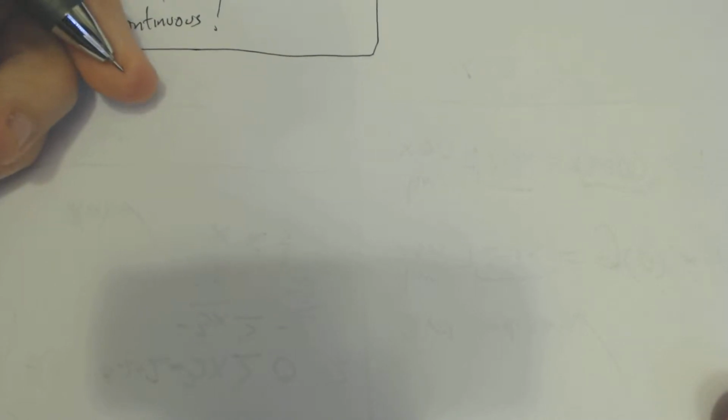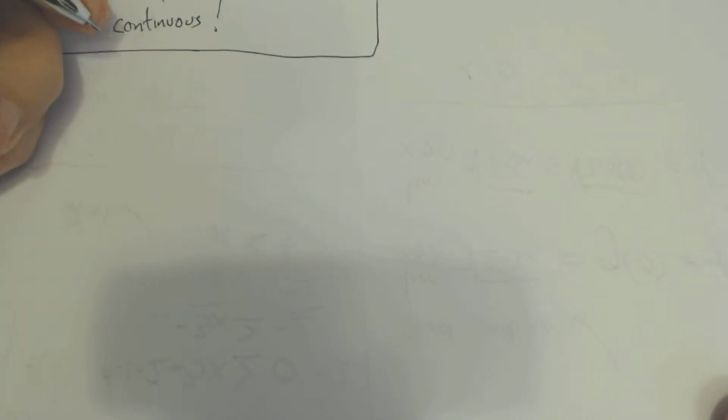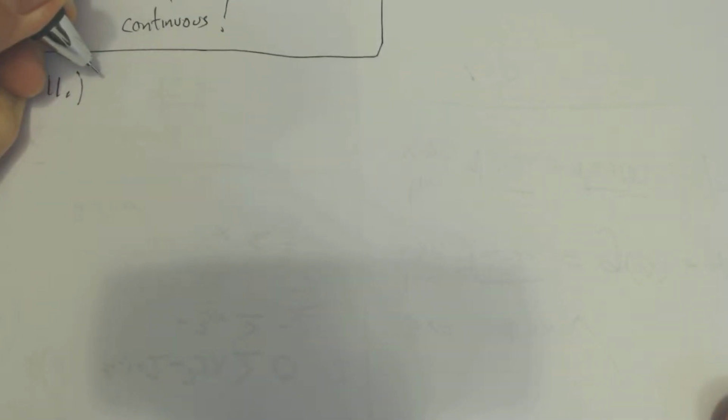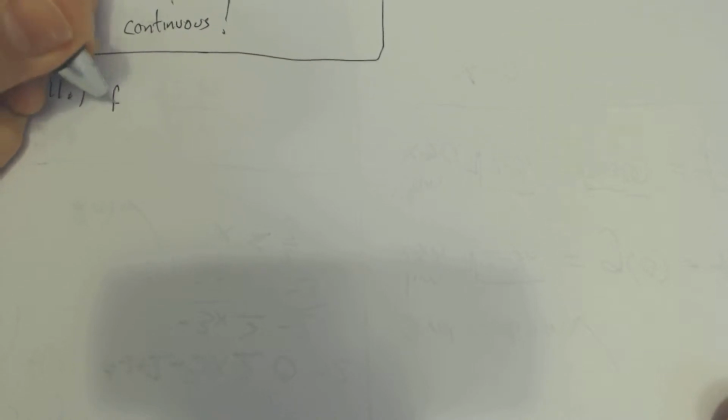Section 10.3, continuity, problem number 11. We're determining whether the function is continuous at a given point. So here we have a case-defined function, or piecewise defined function, however you want to characterize it.